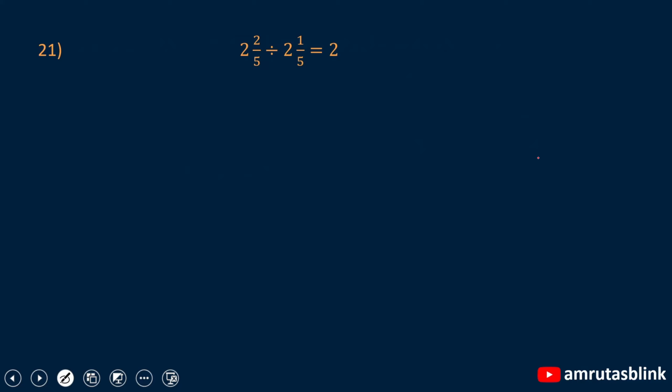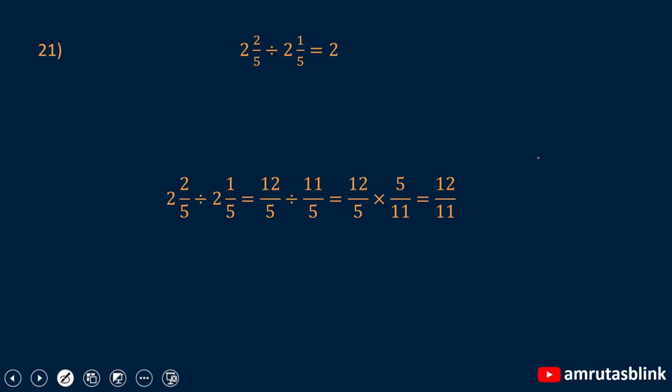2 2 by 5 divided by 2 1 by 5 is equal to 2. Now here we need to solve this problem and verify our answer. Now 2 2 by 5 divided by 2 1 by 5. First of all we will convert these mixed fractions to improper fractions. So 2 2 by 5 is nothing but 5 2s are 10 plus 2, that is 12 upon 5, and 2 1 by 5 is 5 2s are 10 plus 1, so 11 upon 5.